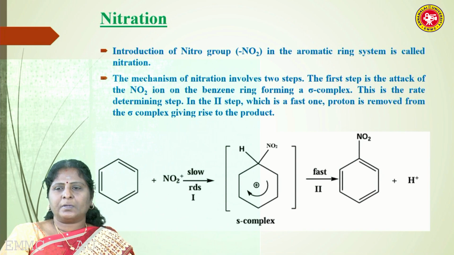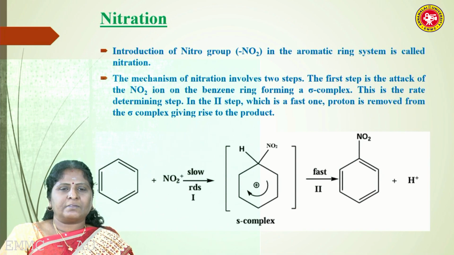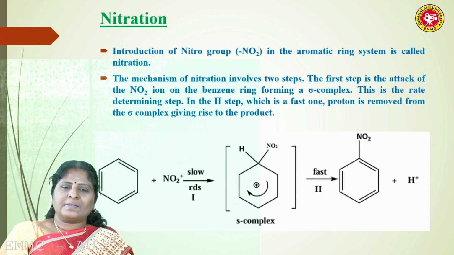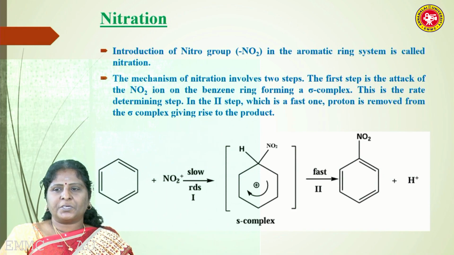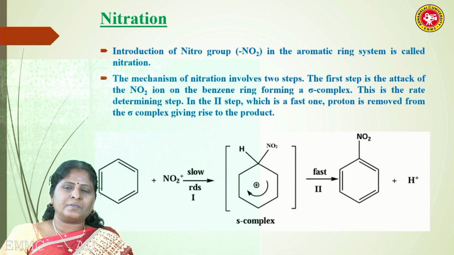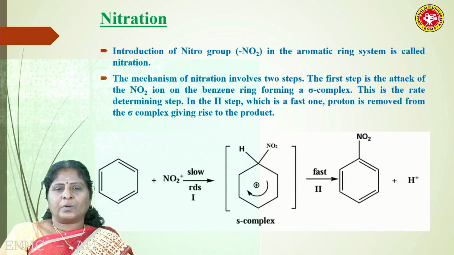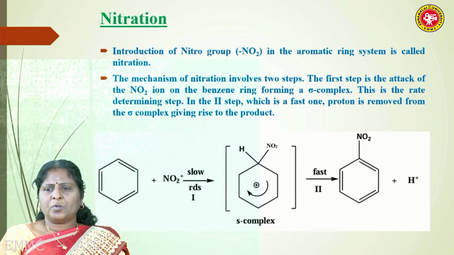Electrophilic substitution, under that the nitration is very important. In nitration, formation of the nitronium ion is the first step. Introduction of a nitro group in the aromatic ring system is called nitration. The mechanism of nitration actually involves only 2 steps, but in all these cases the generation of the electrophile is the first step, and the rate determining step is the second step.